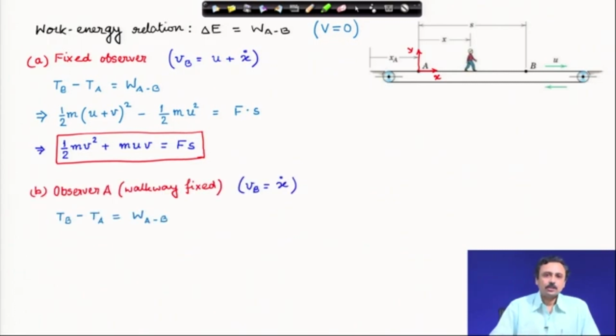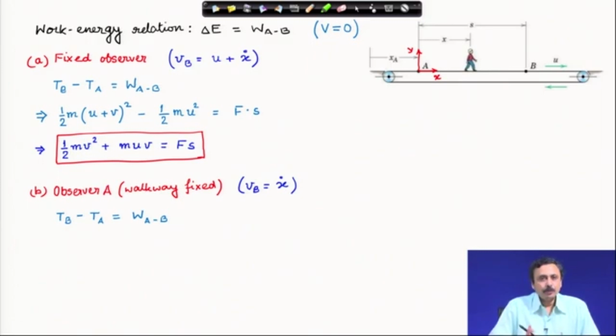Now, let us switch our point of view to an observer I call A, who is fixed to the walkway. For that observer, the velocity of the boy is x dot, because when the boy was standing, he has no relative velocity with respect to that observer's frame.